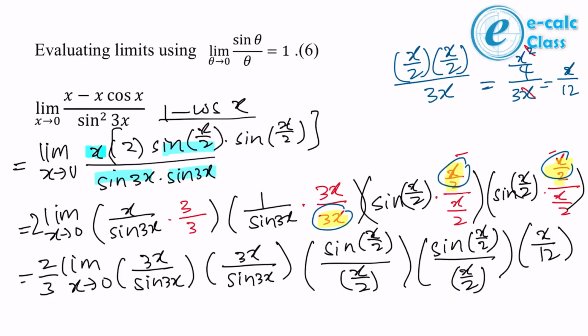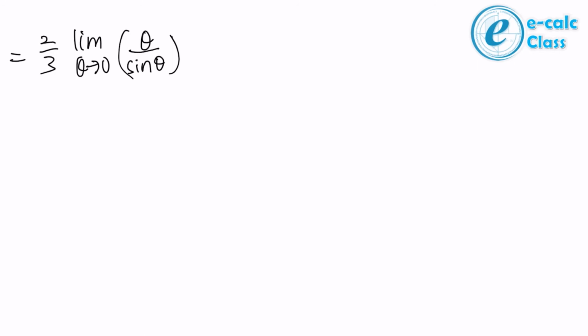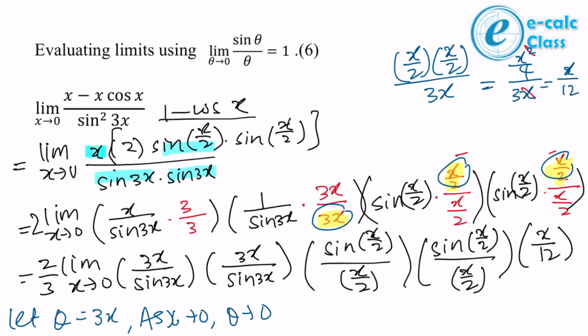We let theta be 3x. Then as x approach 0, theta approach 0. I do a little bit of shortcut here because I'm running out of space. So this equals 2 over 3 limit when theta approach 0 of theta over sine theta.